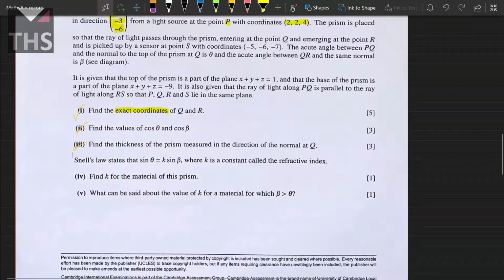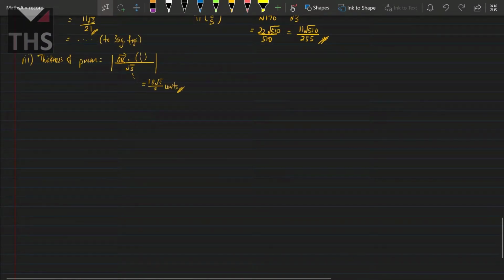Now coming back to this, now is the part where we talk about the physics, but it's not so intimidating. Because they just tell you that there is this law, this guy Snell who said sine theta equals k sine beta, where k is a constant called the refractive index. Find k for the material of this prism. It's only 1 mark, so we shouldn't spend that much time on it. Let me be a bit quicker here.